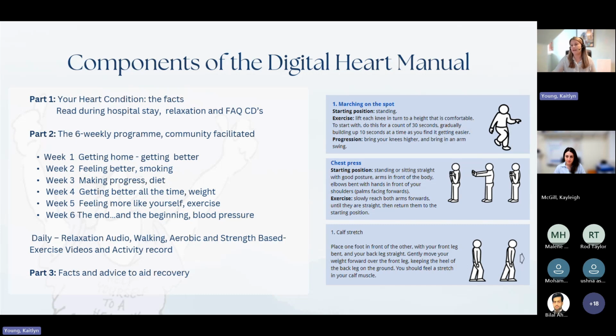Part 2 is the weekly program. As opposed to REACH, it is just a 6-week program, and each week we have a different risk factor that we focus on. Throughout those weeks, we have daily relaxation audio, walking programs, and progressive aerobic and strength-based exercise videos and activity logs. Part 3 of the manual is again the same for both post-MI and revascularization, and this talks a lot more about the other aspects of recovering from a heart condition. It includes things like medical management, emergency procedures, getting back to work, and managing social life, just different aspects that we would cover in cardiac rehabilitation.